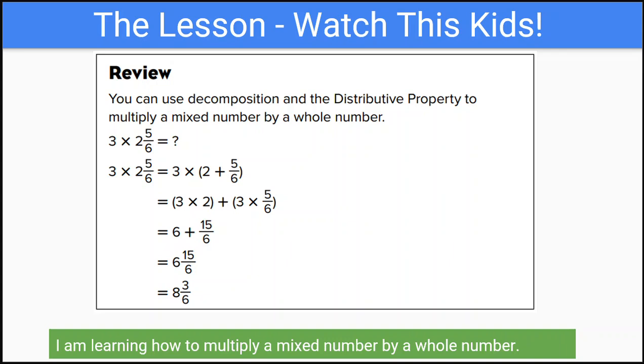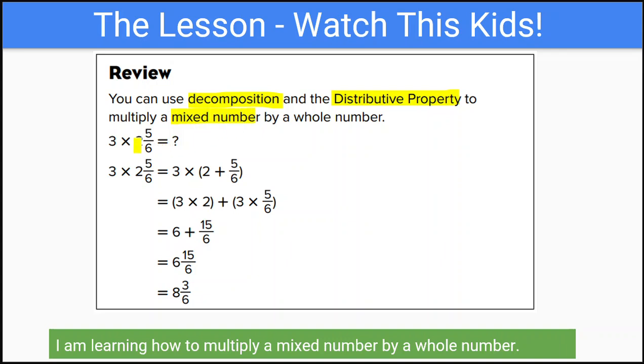Okay, let's take a look. It says we're learning how to multiply a mixed number and a whole number. Okay, you're going to like this. You can use decomposition. That means breaking apart a number. We're going to decompose the number. And you can also use a distributive property to multiply a mixed number.